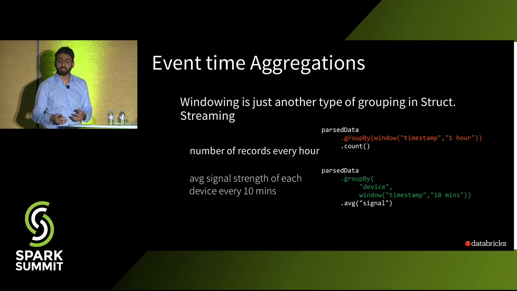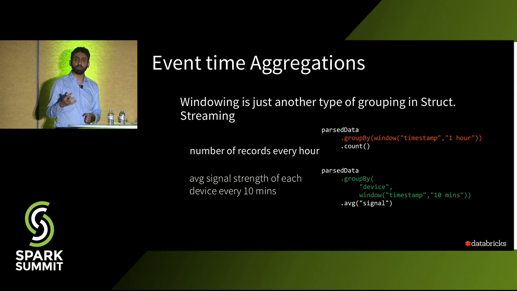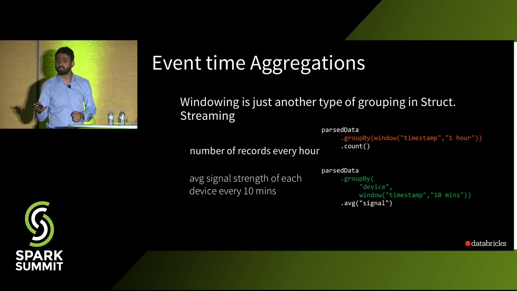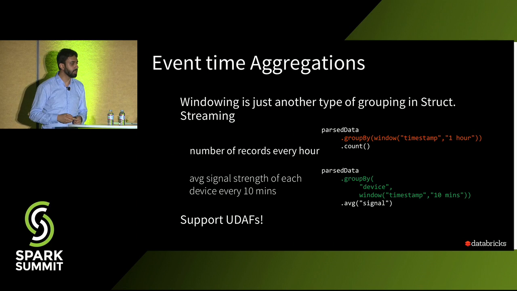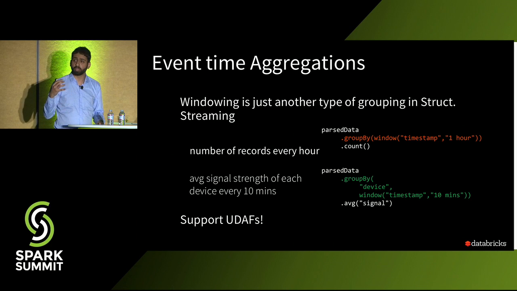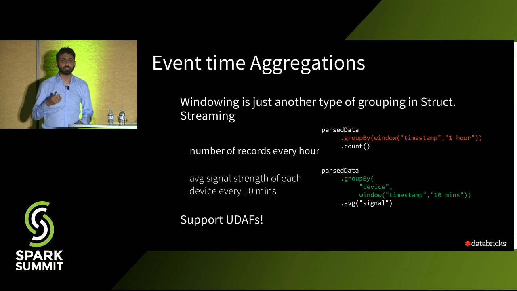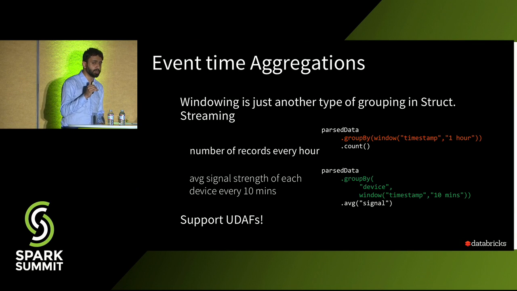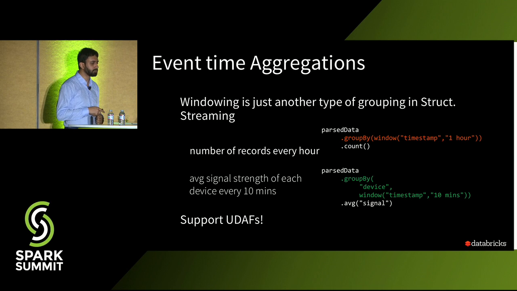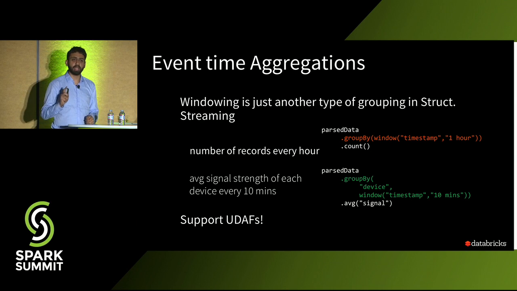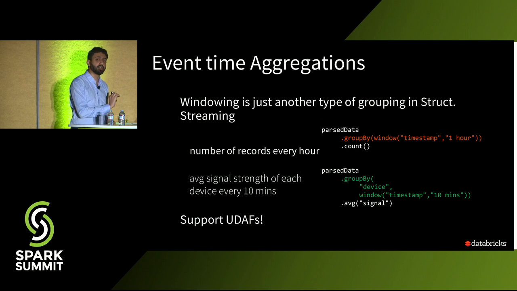And if you want to do something more complex, like for every device, I want a separate count over 10 minutes, or something like average signal strength over 10 minutes, that is also pretty simple. You can group by both the device and the window and average the signal strength. And for those who want to write more complex aggregations, it naturally supports UDFs. There's the aggregator API. There are a couple of different APIs inside DataFrames for you to express your own complex user-defined aggregation logic.